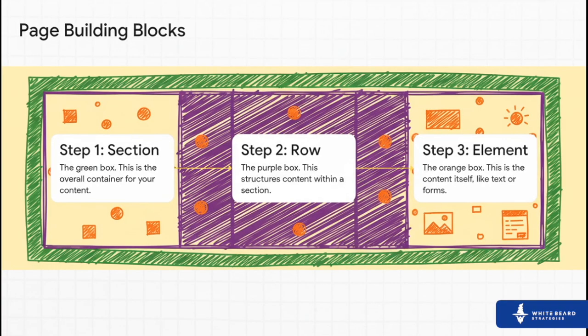Now, every single page in High Level, no matter how complicated it looks, is built with just these three things. It's like Legos. You start with a big green section, that's your container. Inside that, you pop in a purple row to give it some structure, maybe 2 columns. And then inside the row, you drop in your orange elements. Your text, your images, and most importantly, your form. Green, purple, orange. That is literally it.